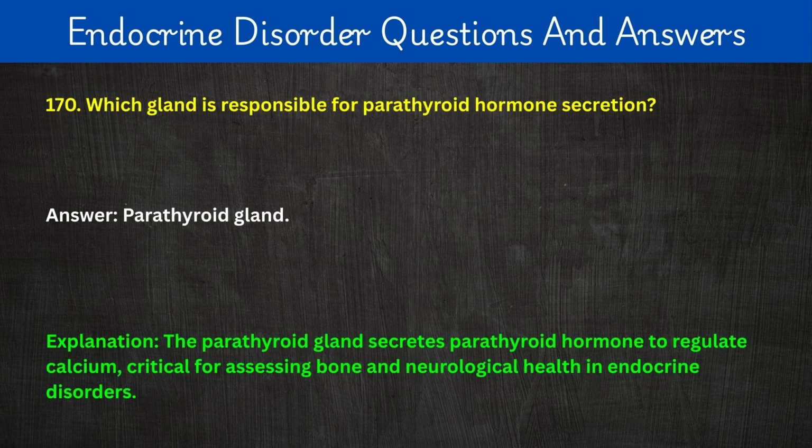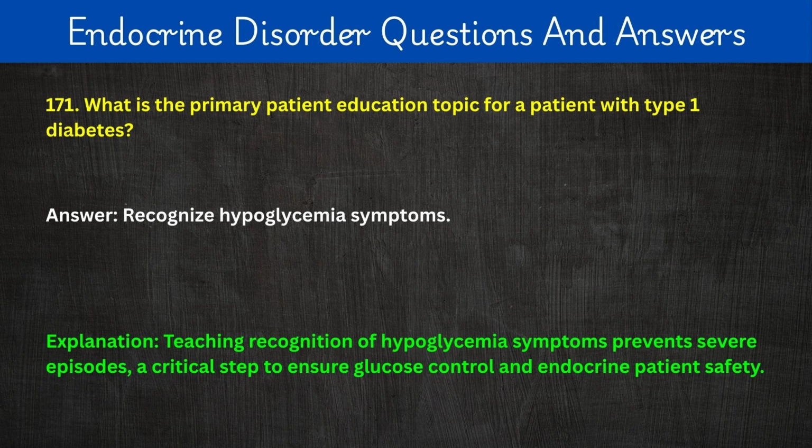170. Which gland is responsible for parathyroid hormone secretion? Answer: parathyroid gland. Explanation: the parathyroid gland secretes parathyroid hormone to regulate calcium, critical for assessing bone and neurological health in endocrine disorders.